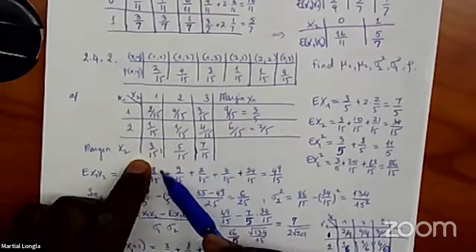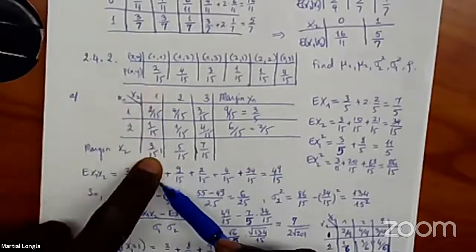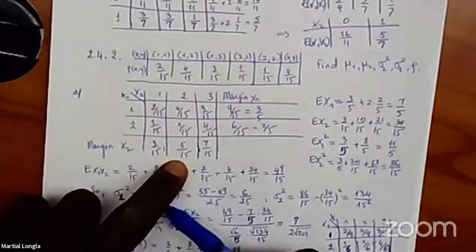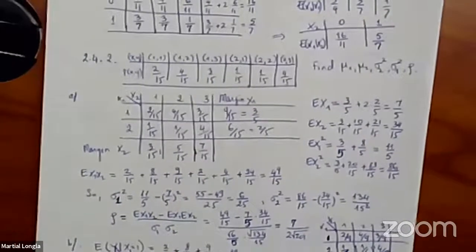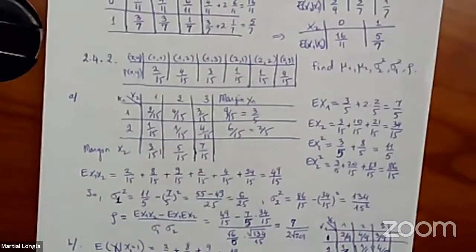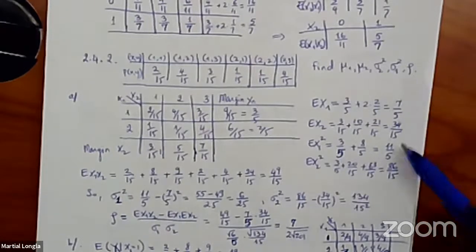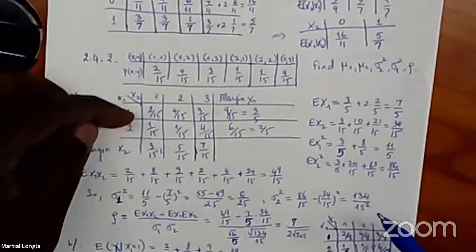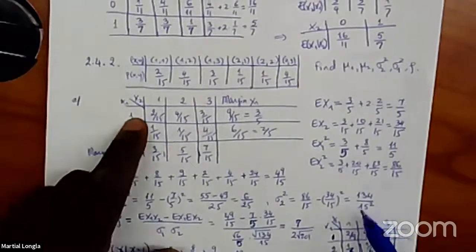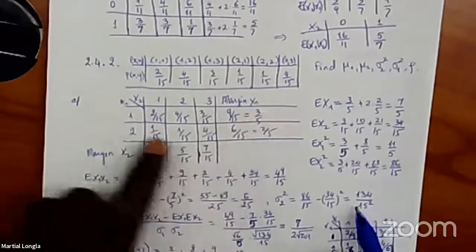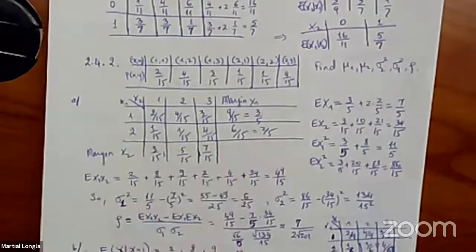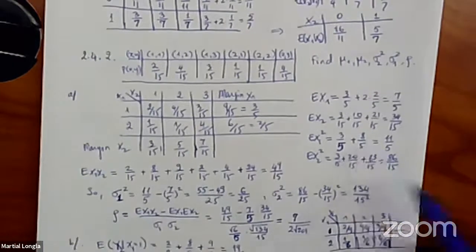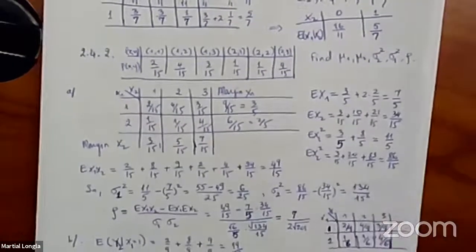You want to find this expected value. Okay, 1 times 3/15 plus 2 times 5/15 plus 3 times 7/15. That's it. So I have the mean of x1, mean of x2. For the square, all I need to do is square the headings. So 1 square, 1, times 3/5. 2 square, 4, times 2/5. That's 8/5. Add them, you get your answer.